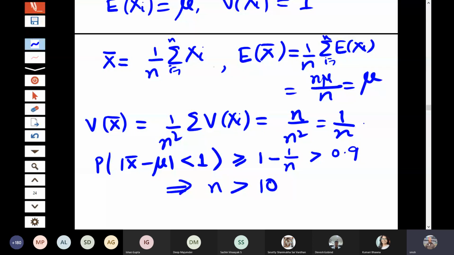So now I apply Chebyshev inequality straightforwardly. The probability of mod x bar minus mu less than 1 is greater than or equal to 1 minus sigma square by k square. Here sigma square is 1 by n and k is 1, so it is 1 minus 1 by n. And we want this to be greater than 0.9. So that gives you n greater than 10.